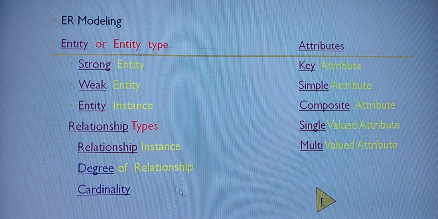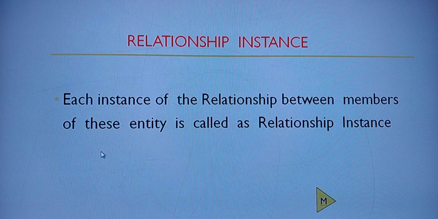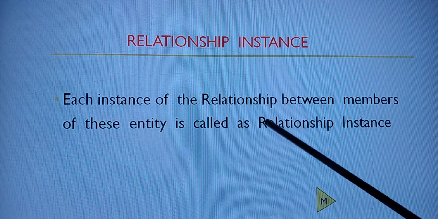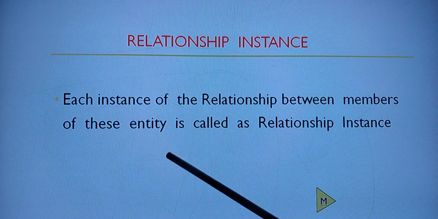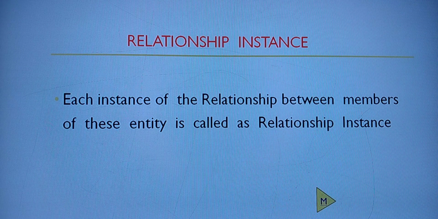The next one is the relationship instance. Already I told you, a relationship is a relation between two entities. So each instance of the relationship between the members of these entities is called a relationship instance. Already we have discussed what an instance is. So if the instance is going to have a relationship, it is your relationship instance. Yes, we can see the next one.